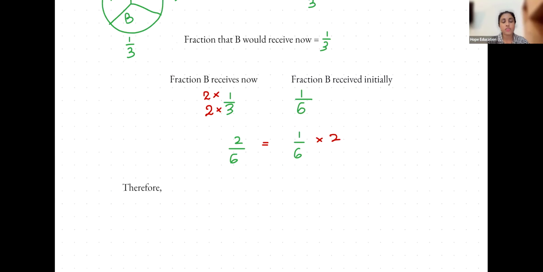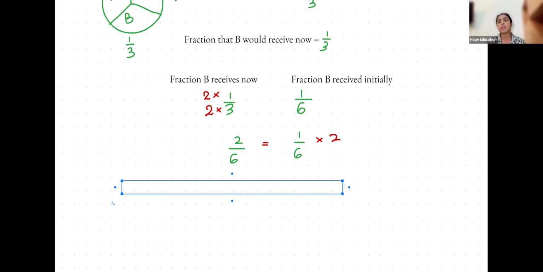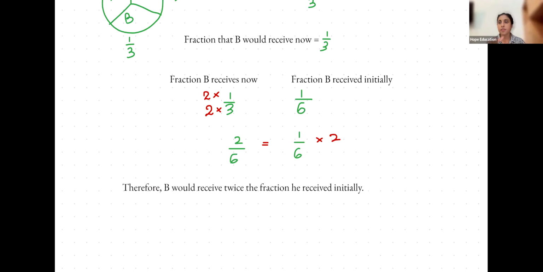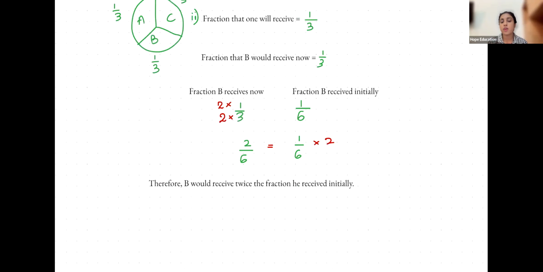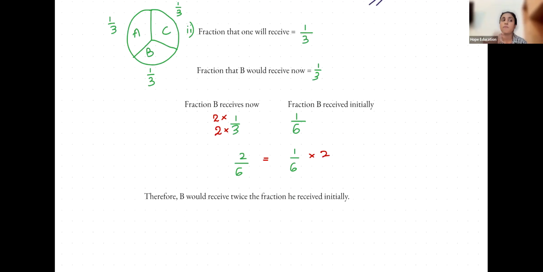So you just have to write a small sentence. Therefore, B would receive twice the fraction he received initially. Just this is the last statement. This is how we finish the question. Now how many? 2 over 6. That is 1 over 6. So obviously 2 over 6 is twice 1 over 6.